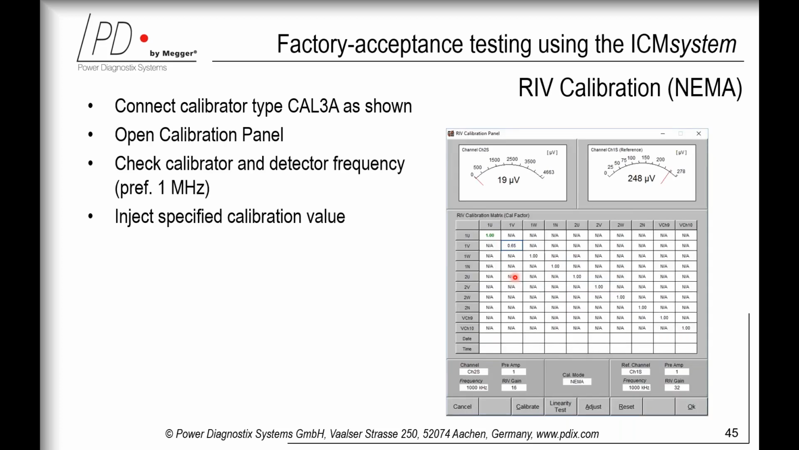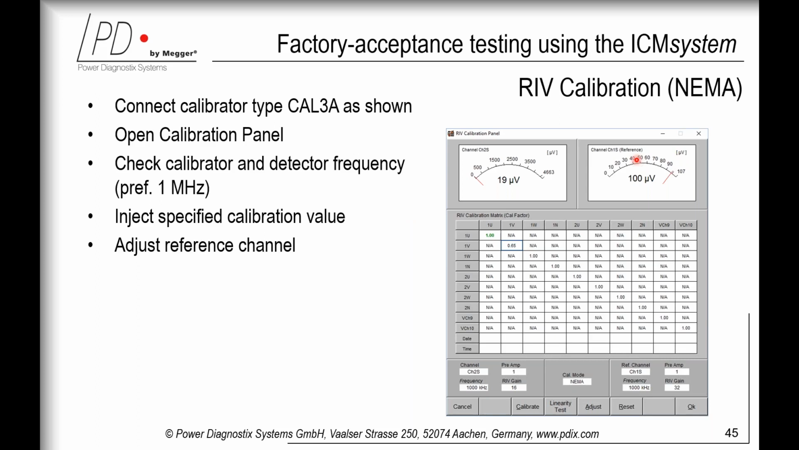The remaining things are rather similar to the CISPR. You open the calibration panel, you set the cal mode to NEMA. You first check again calibrator and detector frequency. The NEMA says 1 megahertz. You inject the specified calibration value. Again, we are going for 100 microvolts. We adjust the reference channel first.